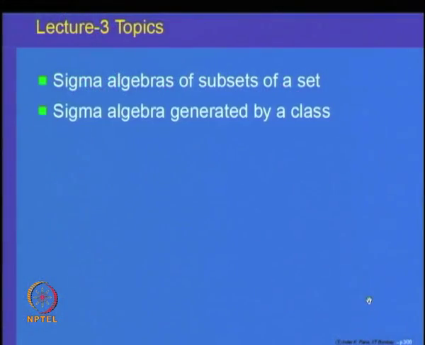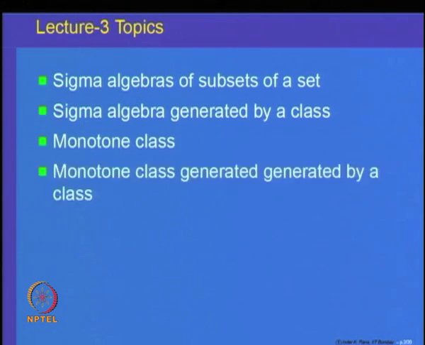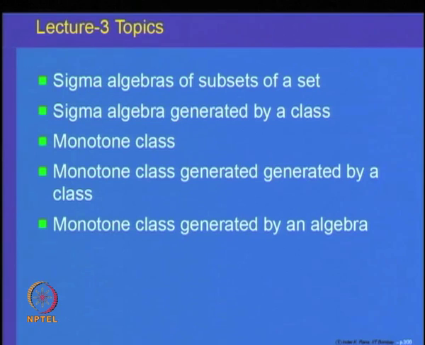We had started looking at the concept of algebra of subsets of a set X. We will look at some more properties of that today, and after that we will start looking at what are called sigma algebras of subsets of a set, and then come to the sigma algebra generated by a class of subsets of a set X, and then go on to look at what is called a monotone class, the monotone class generated by a class, and then look at a monotone class generated by an algebra.